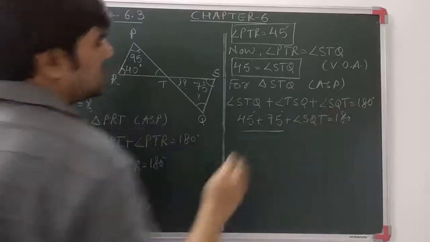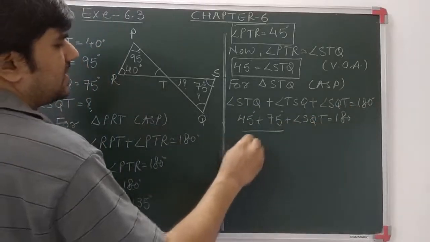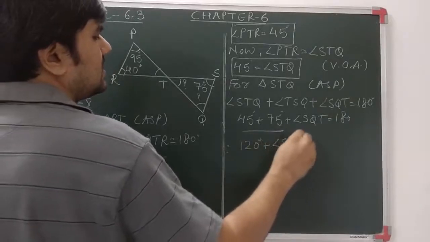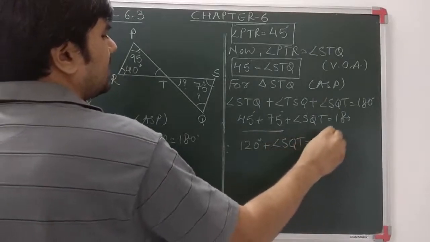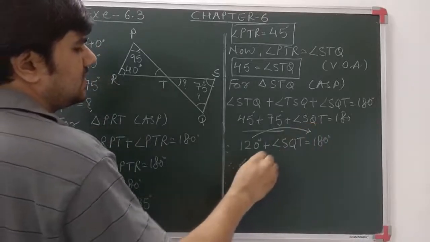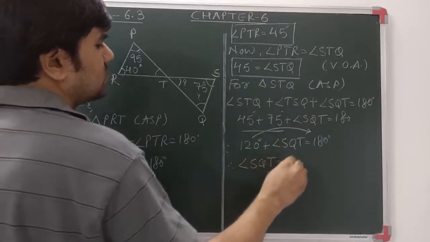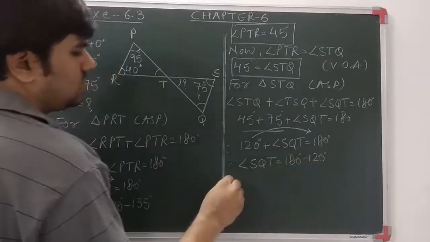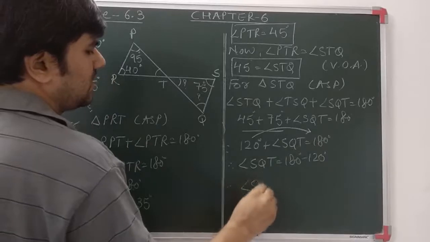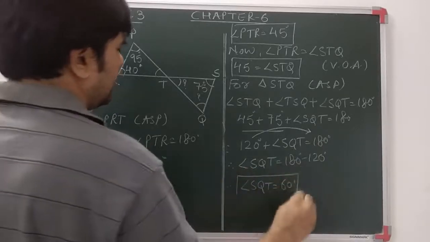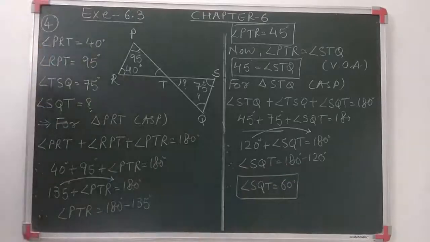I'll do the sum of these two. So it is 120 plus SQT equals 180 degrees. I will take this value to the right hand side, where it comes in subtraction. So SQT is equal to 180 minus 120. So the value of SQT is 60 degrees. It is quite easy, but it is an interesting question.